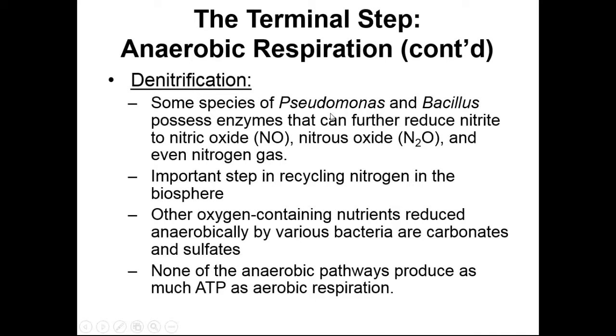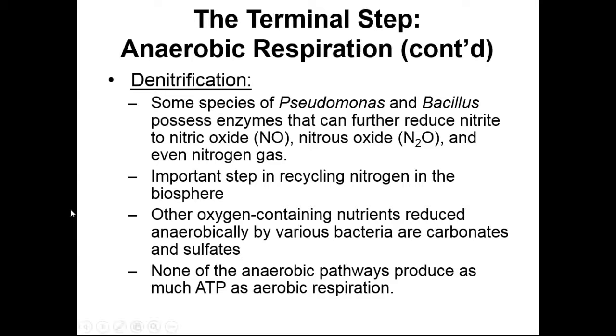Denitrification occurs sometimes when we'll have species of Pseudomonas or Bacillus bacterium take that nitrogen and turn it into nitric oxide or nitrous oxide. Sometimes it can even be turned back into nitrogen gas. So during denitrification reactions, instead of making the nitrogen more biologically available, we make that nitrogen less biologically available. At the very end, if we turn it into N2 gas, that nitrogen is going to be in a form that is very chemically inert and very difficult for microorganisms and large macroorganisms to use. Denitrification, as I mentioned, is very important for that nitrogen cycle or recycling nitrogen in the biosphere.